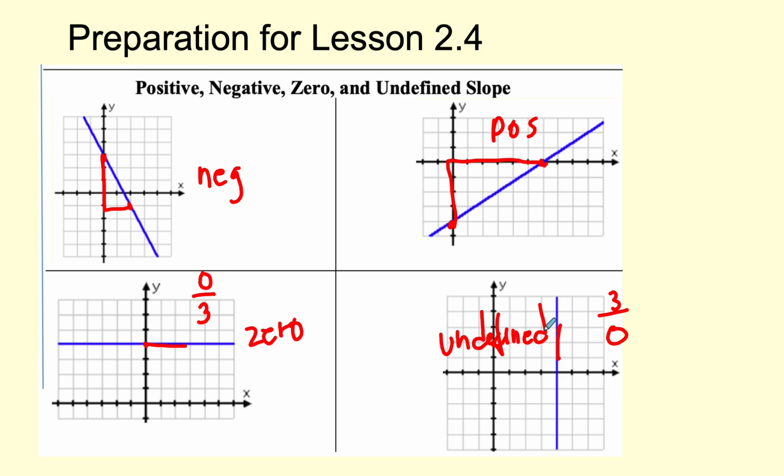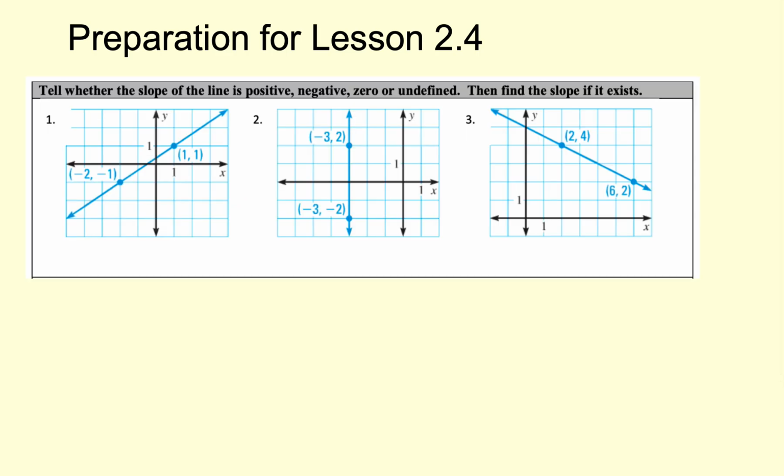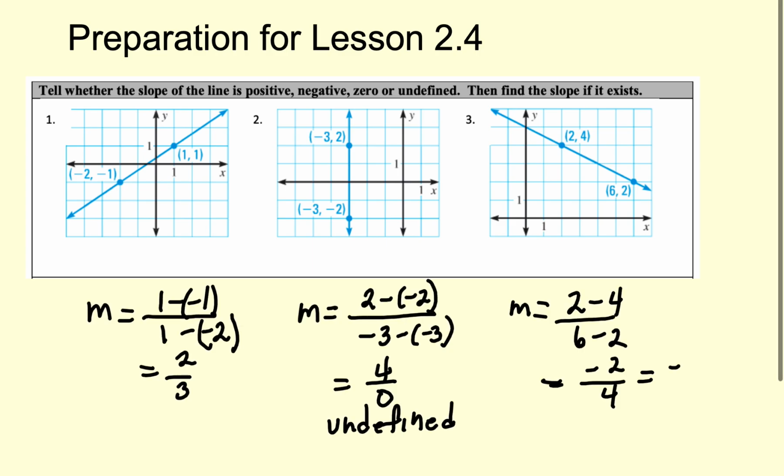So a vertical slope is undefined. I'd like you to stop the screencast and see if you can find the slopes for these 3 pictures. And here are the answers.